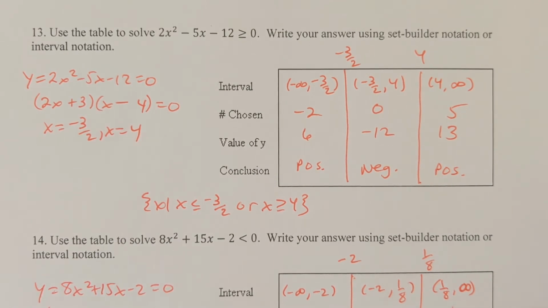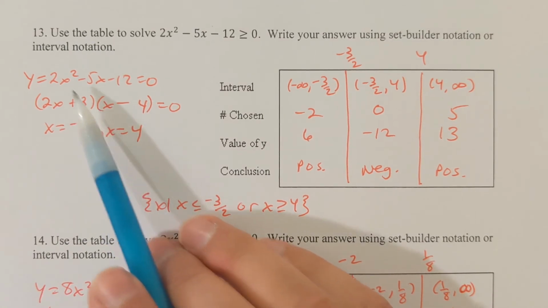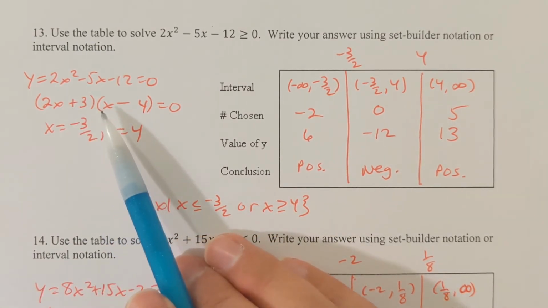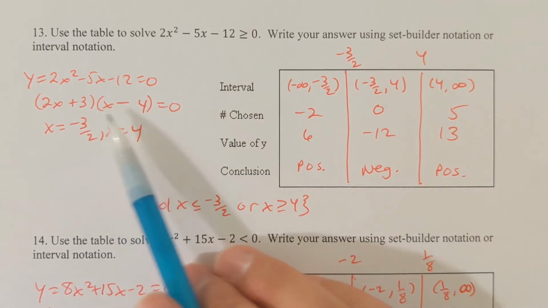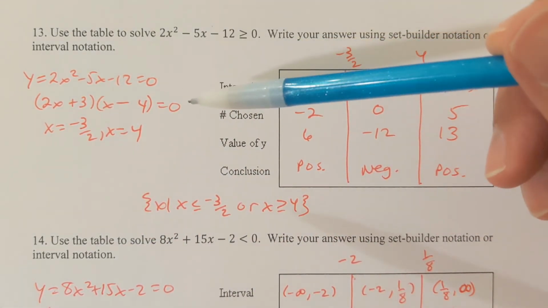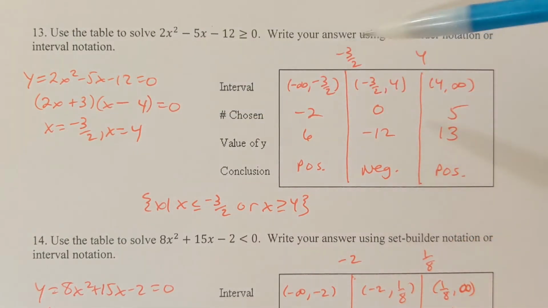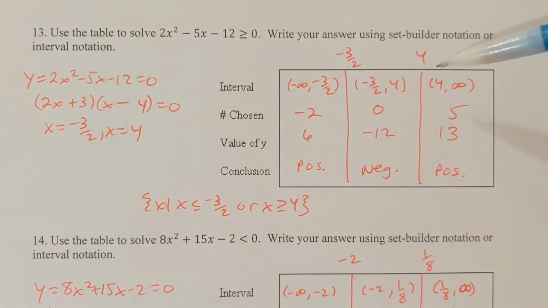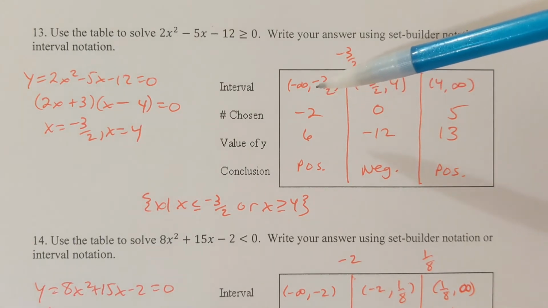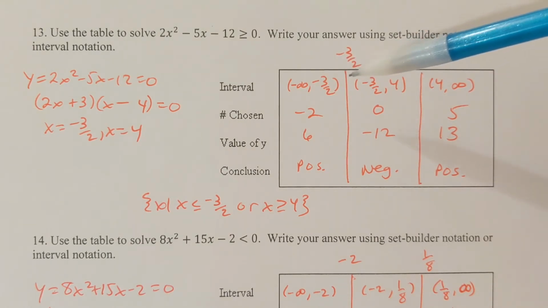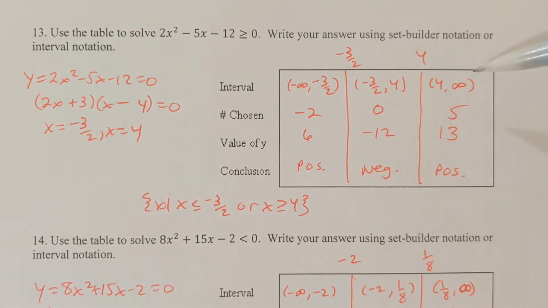That factors nicely for us as 2x plus 3 times x minus 4 equals 0. 2x times x is 2x squared. Negative 8x plus 3x is negative 5x. 3 times negative 4 is negative 12. So x equals negative 3 halves and x equals 4 are the two solutions. So my intervals are negative infinity to negative 3 halves, negative 3 halves to 4, and 4 to infinity.